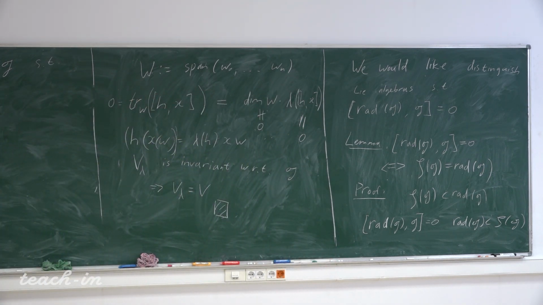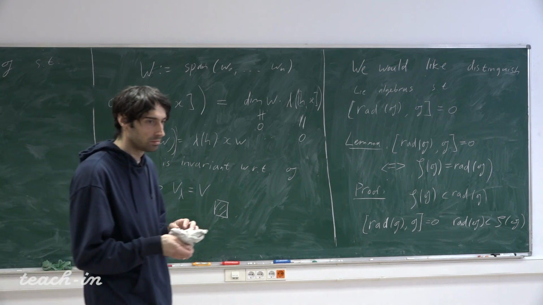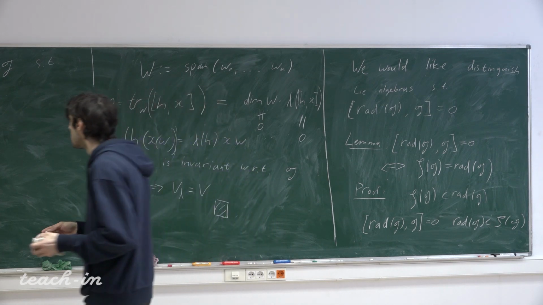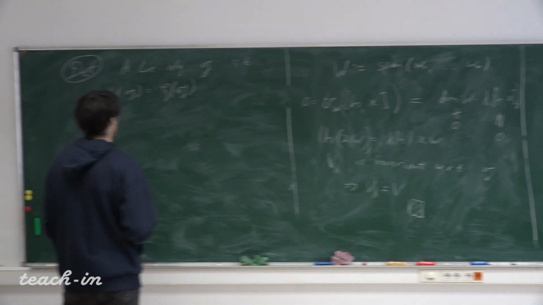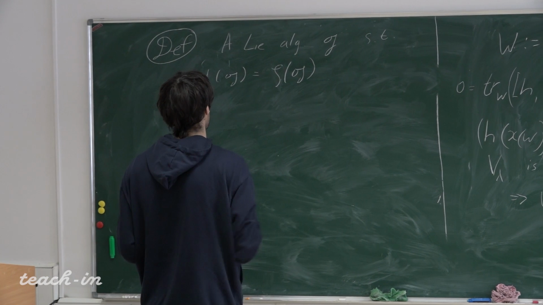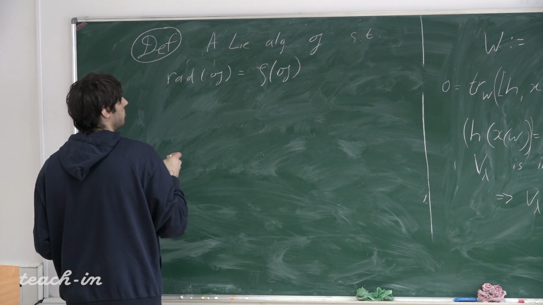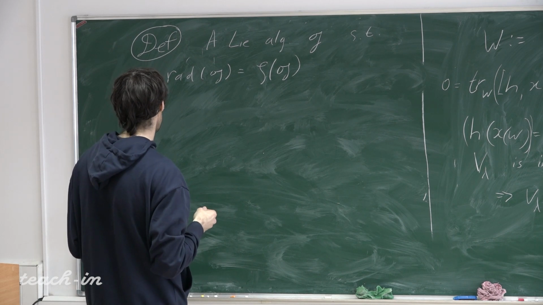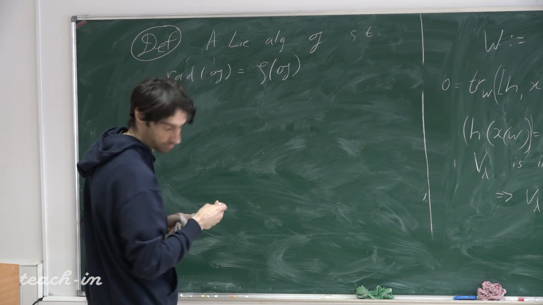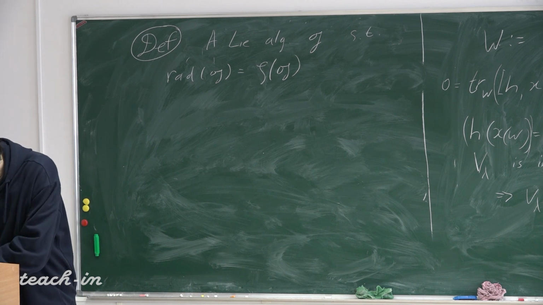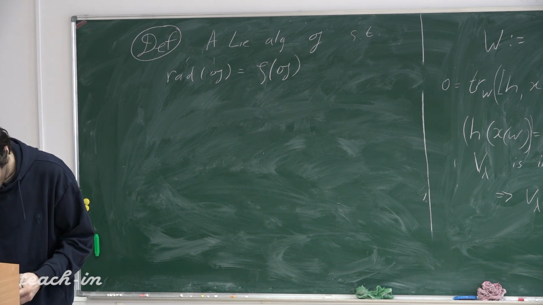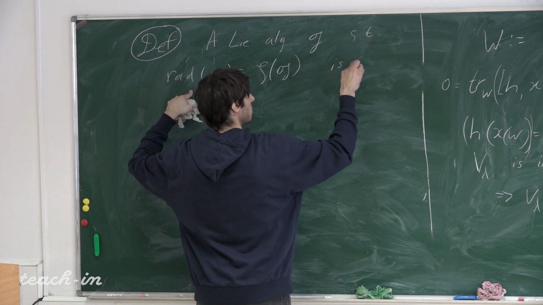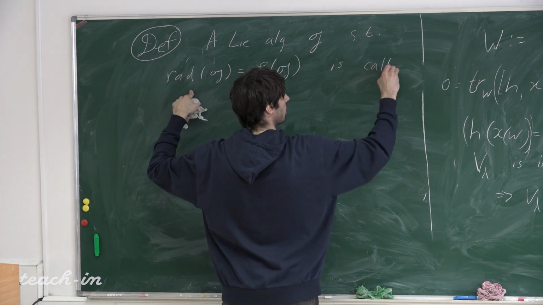How much time do we have? 15 minutes, okay. So let me announce a couple of results then. Yes, a Lie algebra such that this happens is called reductive. Let me finish this.